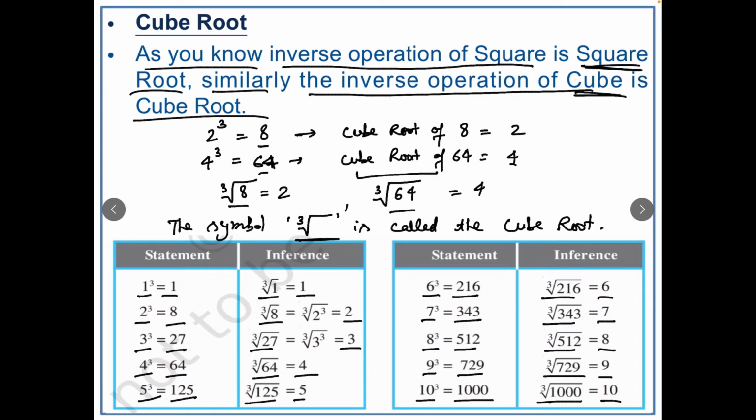You know, this symbol is called the cube root. So it will be read as cube root of 1, cube root of 8, cube root of 27, cube root of 64, and so on.